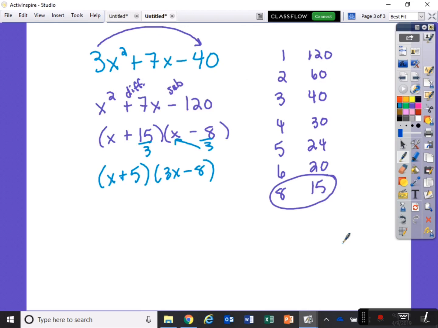It doesn't hurt to do the whole thing, but if your first 2 and last 2 match up, you're probably okay. So x times 3x is 3x squared. 5 times negative 8 is negative 40. So if you had 4 and negative 8, obviously you would be like, oh, that didn't work. Okay. We are done. Are we?